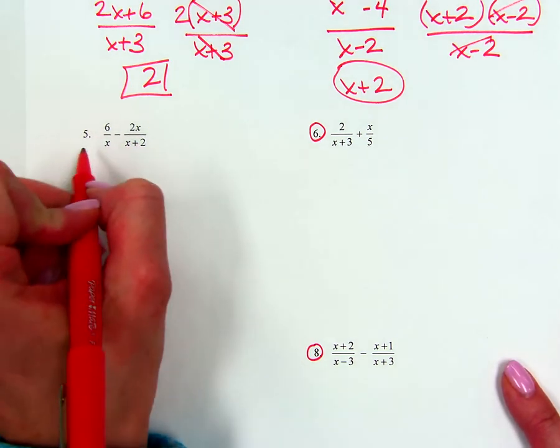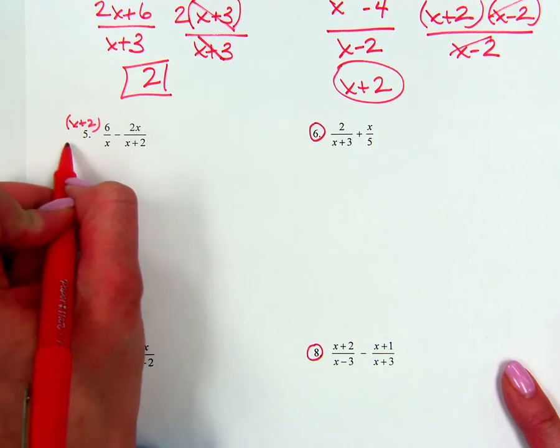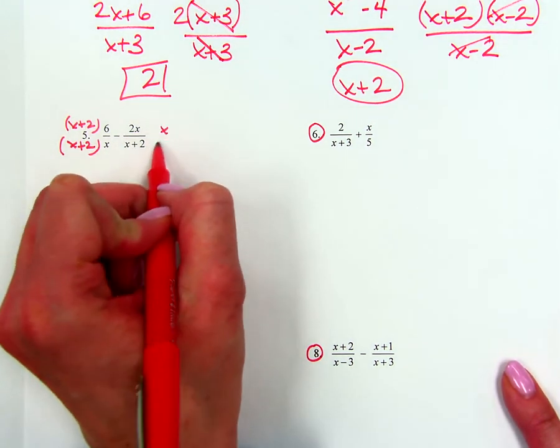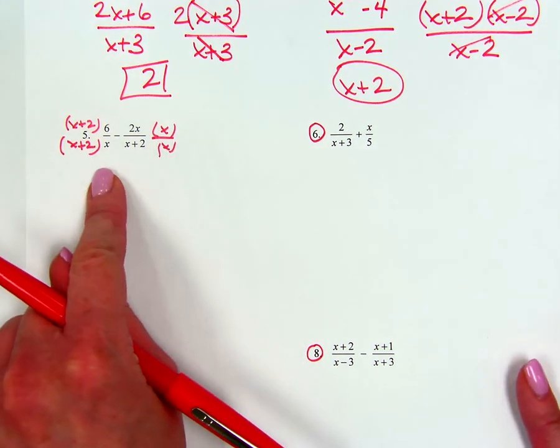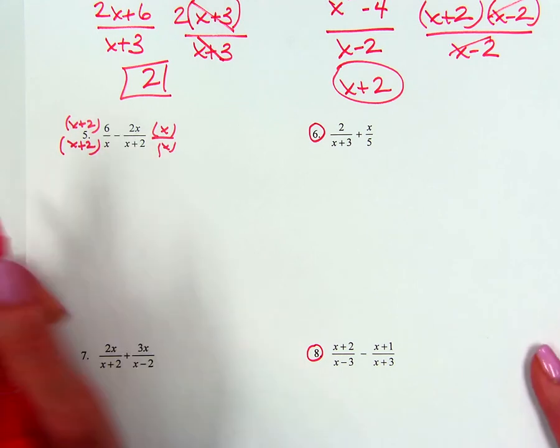So for this first one, we're going to multiply by x plus 2 in the top and x plus 2 in the bottom. And the second one over here, we're going to multiply by x in the top and in the bottom right here. So go ahead and solve those. I'm going to do those as well. Double check your answers with me when you're all set.